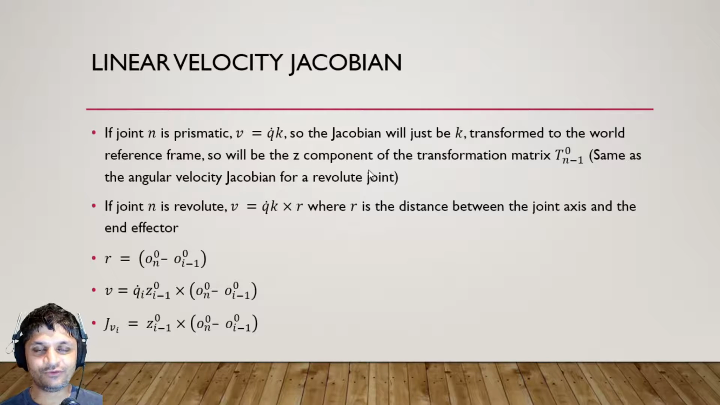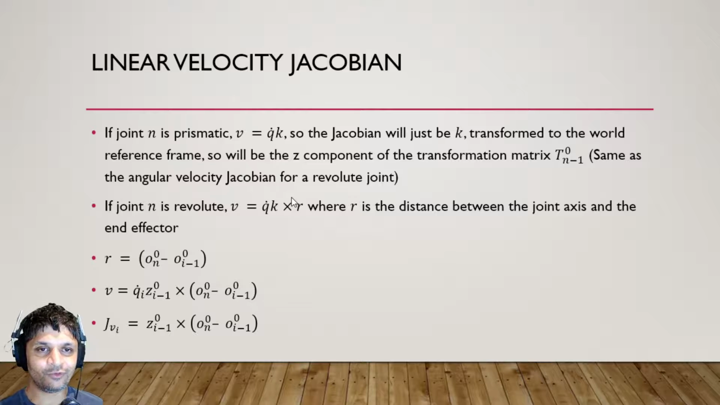So basically, we just do the same thing we did for the angular velocity of the revolute joint. That's the same as the thing for the linear velocity of the prismatic joint, right? We just directly take that k and call it the Jacobian. But if the joint is revolute, remember we had this relationship that v equals q dot k cross r. Now this r is an interesting one.